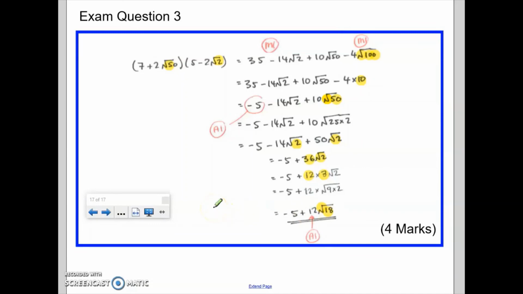Very well done if you were able to have a go at that challenge question. If you were able to understand expanding double brackets and were able to have a go at the exam questions, then that is brilliant. You've shown a very good understanding of expanding brackets that include surds.